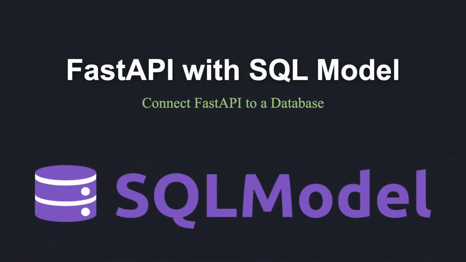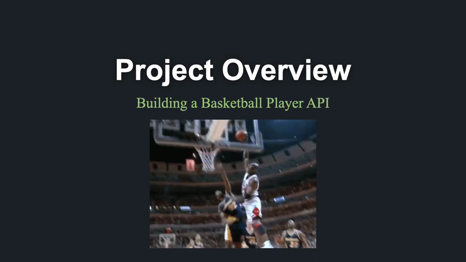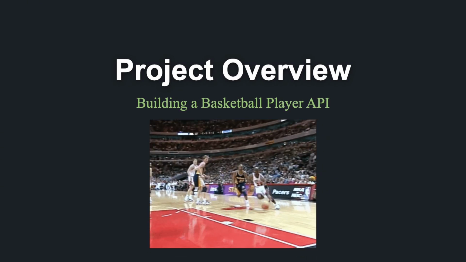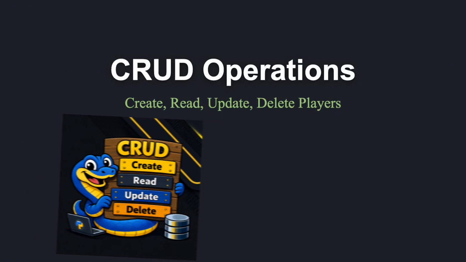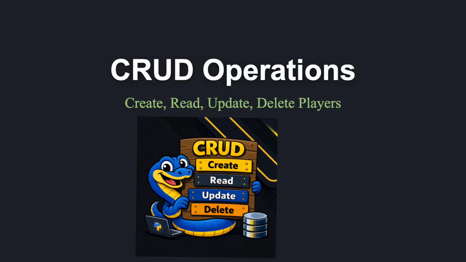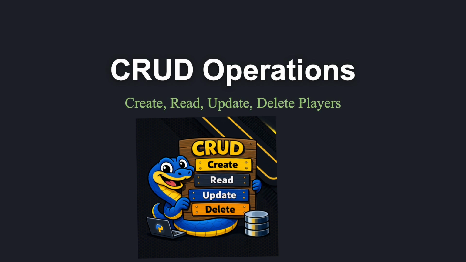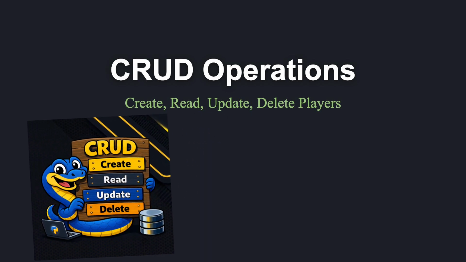In this video, we'll connect FastAPI to a real database using SQLModel. We'll build the same basketball player API as in the last video, but this time backed by a real database. We'll create, read, update, and delete players, and I'll explain how the database session manages these interactions.